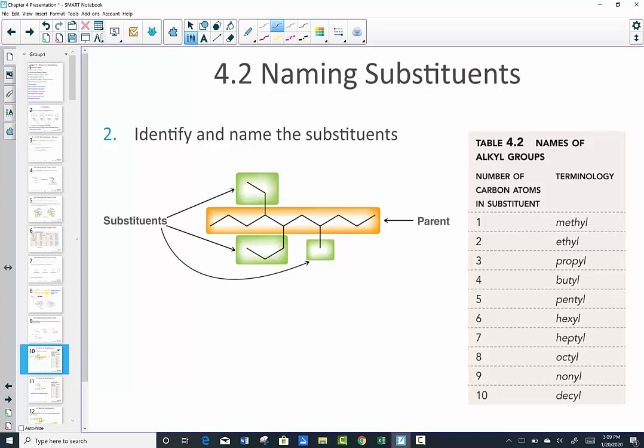The second part of naming an alkane, especially if it's branched, is to recognize the substituents. So the longest carbon chain is represented here, highlighted in orange. 1, 2, 3, 4, 5, 6, 7, 8, 9, 10. So I can see that the parent is going to have a last name here, decane. I then see some branches. These are substituent groups, alkyl functional groups. Those are hydrocarbon branches that are coming off of the parent chain.